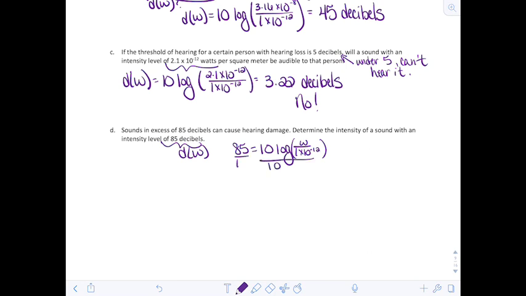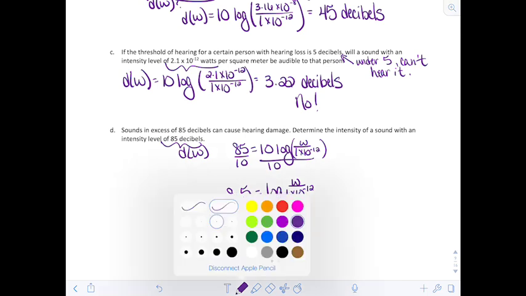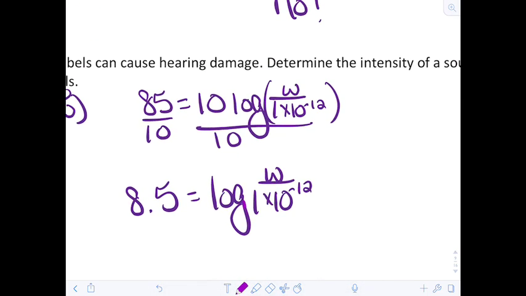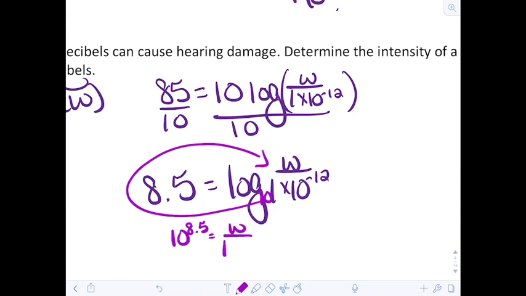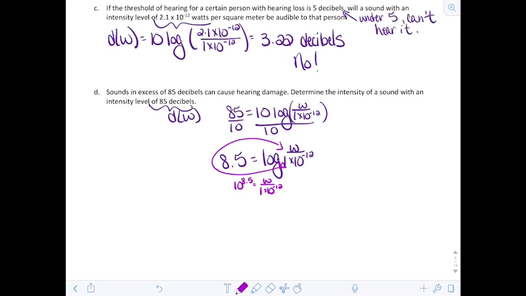So the first thing we'll do is divide by 10, and that's 8.5 equaling the log of w over 1 times 10 to the negative 12. Then to get to w, we're going to remember that this is in base 10, that's log base 10. So 10 to the 8.5 power is equal to w over 1 times 10 to the negative 12. And now to solve for w, we're going to multiply by 1 times 10 to the negative 12.